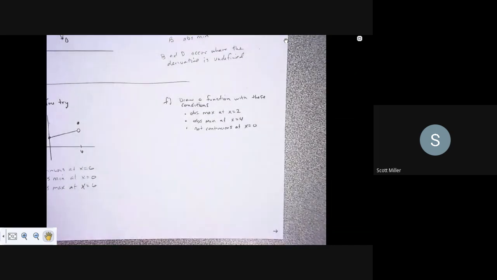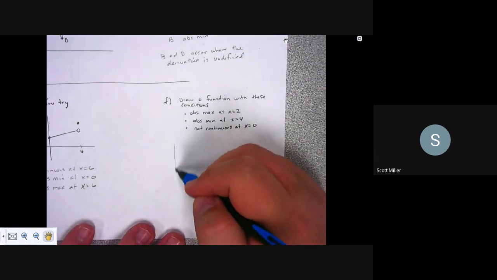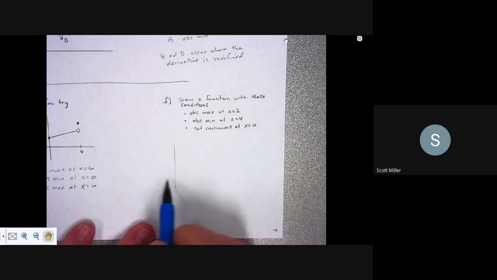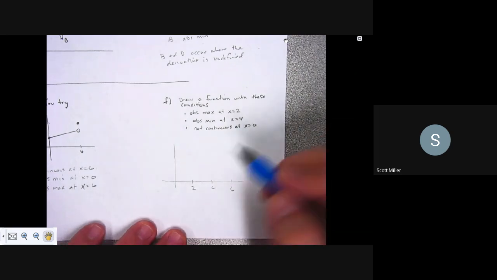So hopefully you paused it and tried to draw one on your own. If not, here's what I came up with. Again, there is an infinite number of possibilities that you could have drawn. Just because you have something different than mine does not mean that you are wrong. Okay, here's 0 over here.